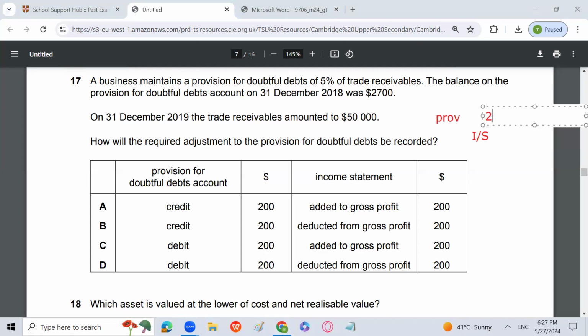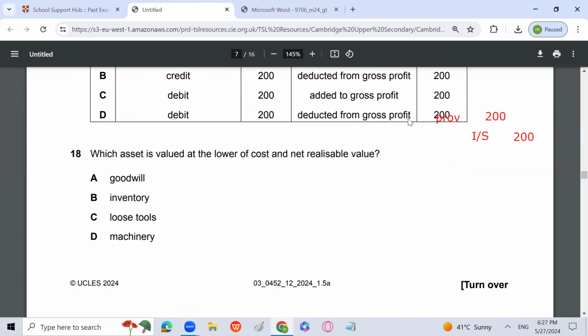So what we are going to do now is add 200 to gross profit, and the provision for doubtful debts will be debited by 200. C is the answer. Absolutely right. So unless you know the entry, you will find problems in MCQs. I have always said from the very scratch that entries are the most important thing.